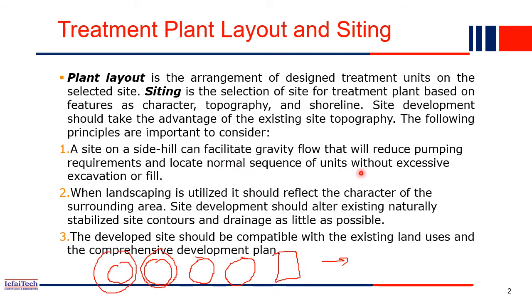So that will reduce the cost of water treatment. And also, if there is no hilltop, then what will happen? Then if you have a plain land, in that case you have to dig some portion so that the unit can be kept at a lower elevation, so that the water flow happens by gravity itself. So now this is the first consideration you have to consider.